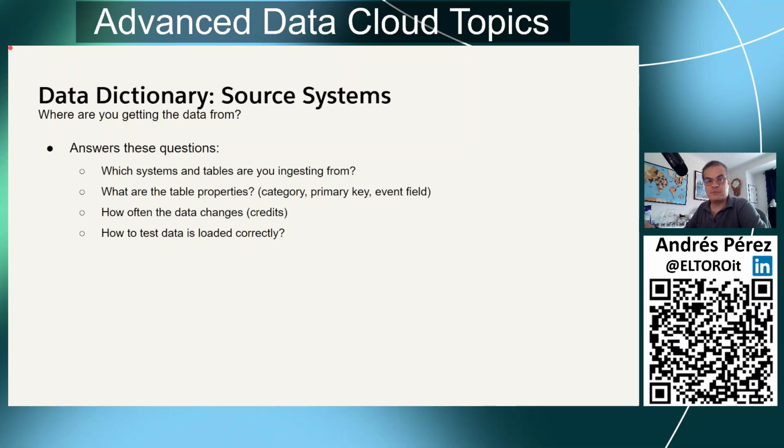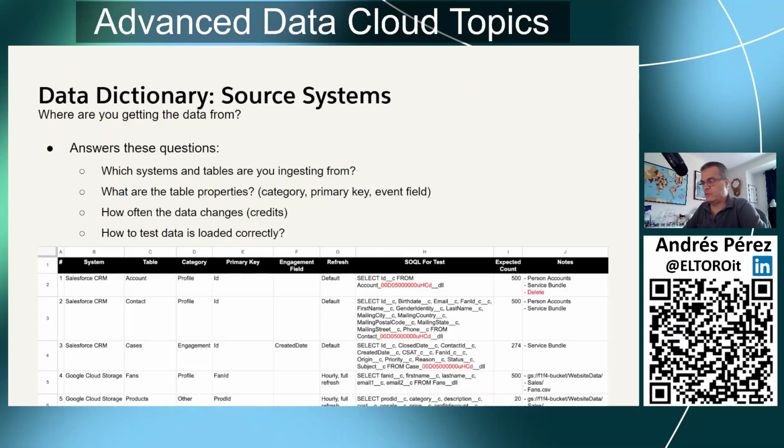If this is an engagement, does it have an event field? How often does the data change? Because if the data changes every month, you don't want to ingest it every hour, because that will definitely consume a lot of credits that are not really necessary. And then how do you test that the data was actually ingested correctly?